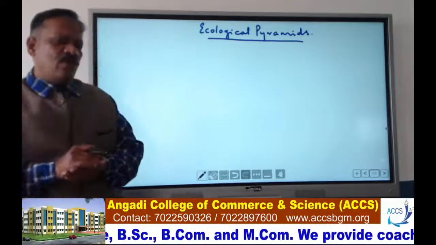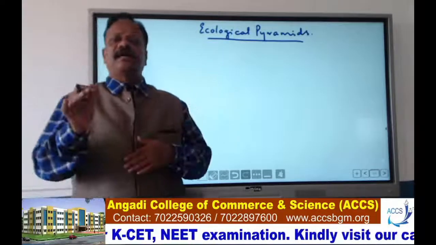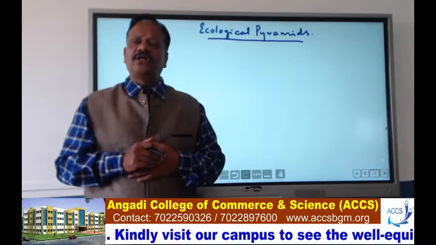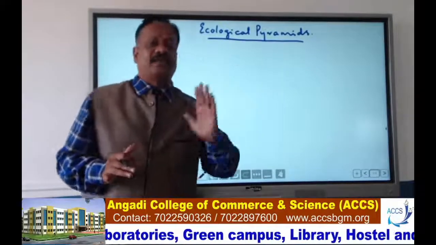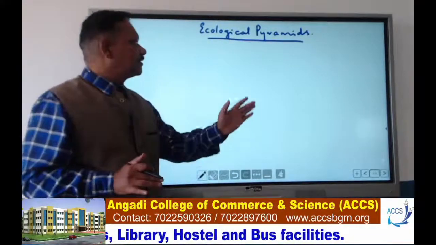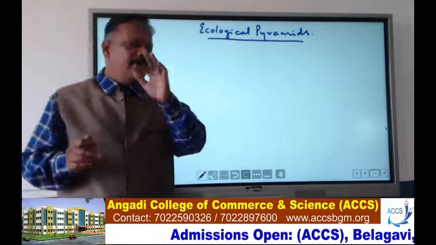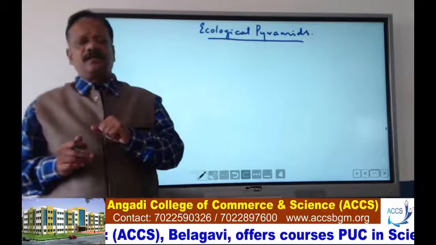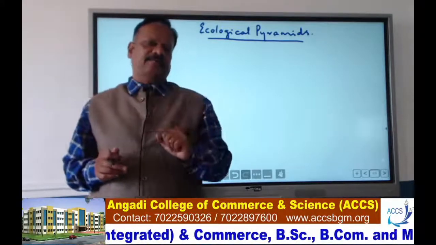And energy flow is always unidirectional. The energy is moving in only one direction. So how do you indicate this energy flow in one direction? Here the ecological pyramids are very helpful to us. And the ecological pyramids are divided into three types.